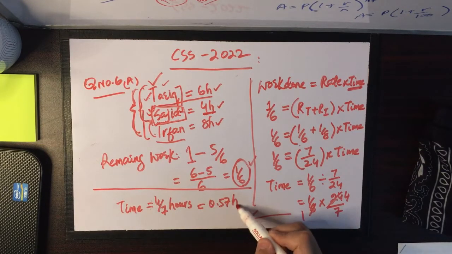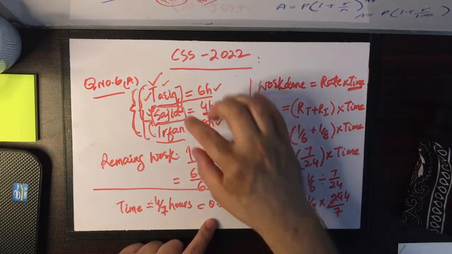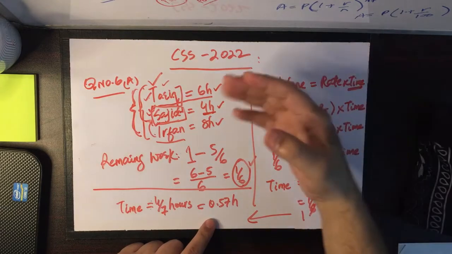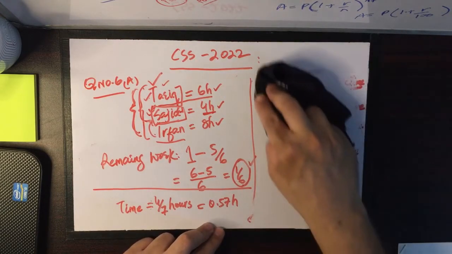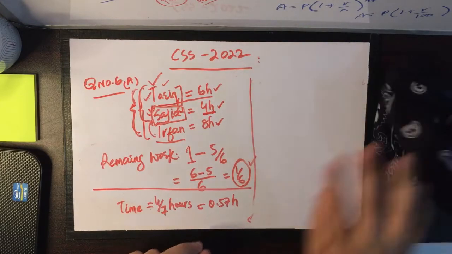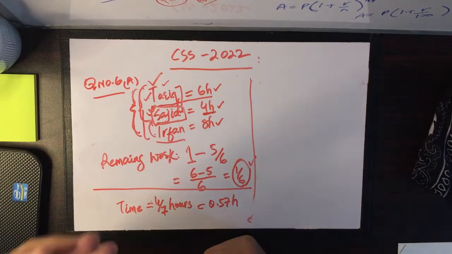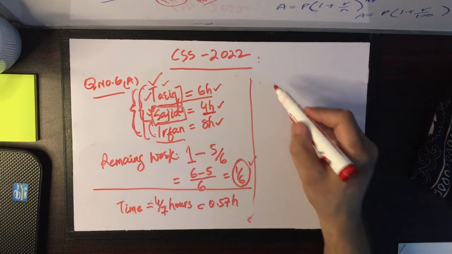0.57 hours. Now what we'll do, this time was the time taken by Tariq and Irfan once Sajid left after 2 hours, alright. They have already worked for 2 hours before this. So the total time that the question is asking. The question says, how long would it take to complete the work? It doesn't matter who left or who rejoined, it's asking us about the total time.